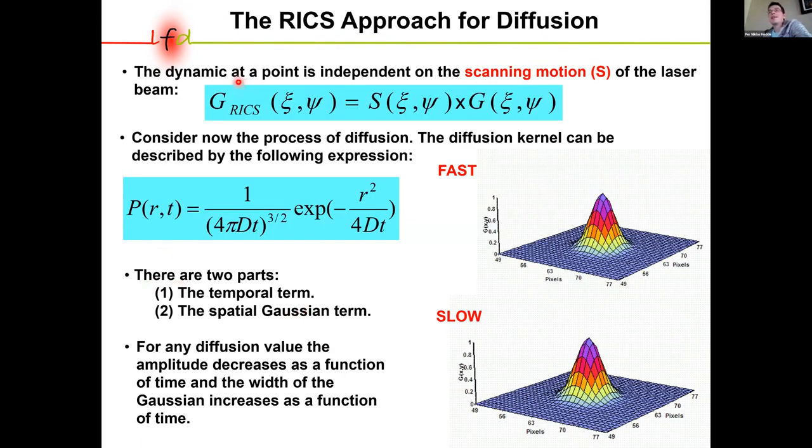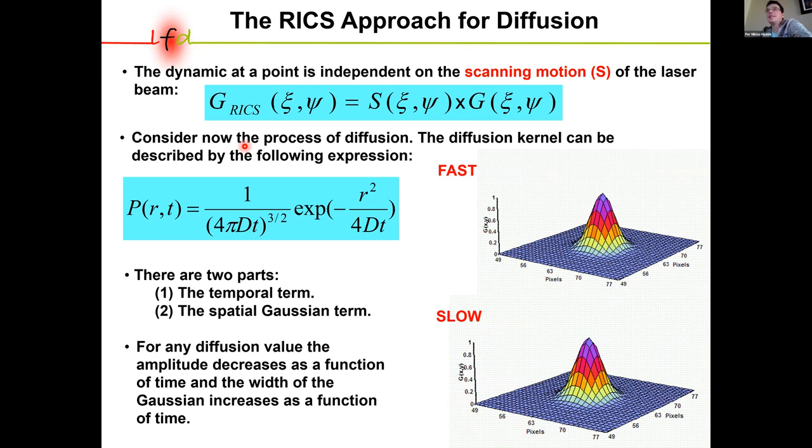So what does this autocorrelation RICS function depend on? Well, we have a scanning term, which is called S here, which accounts for the motion of the laser beam. And then we have the other term called G here, which accounts for the motion of the molecules. In the following, we'll just consider free diffusion, but you can have other models for active transport or trapping of particles.